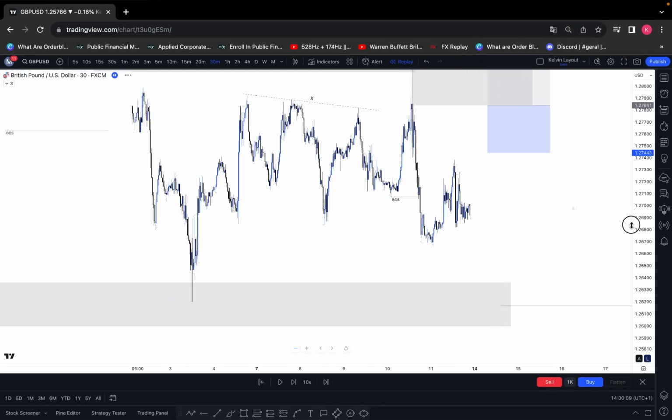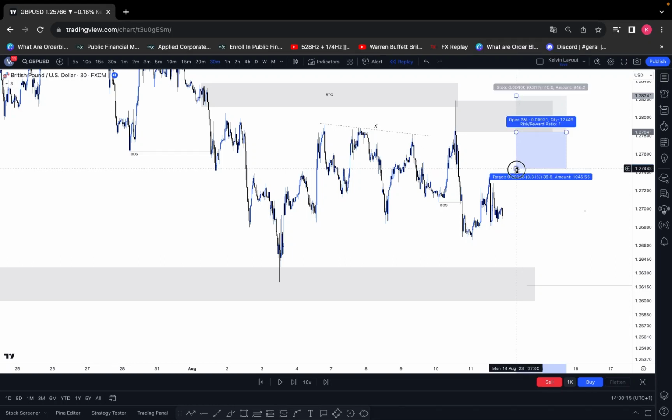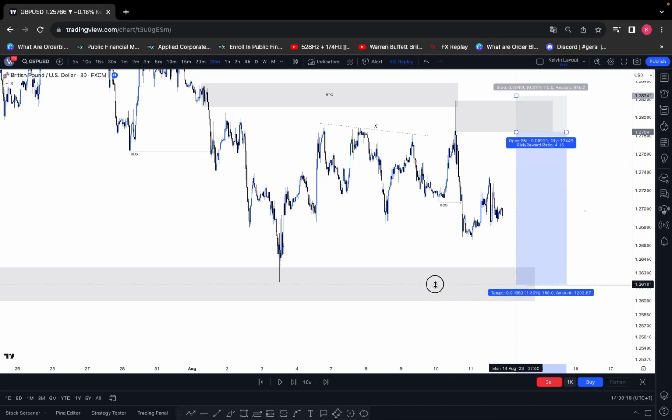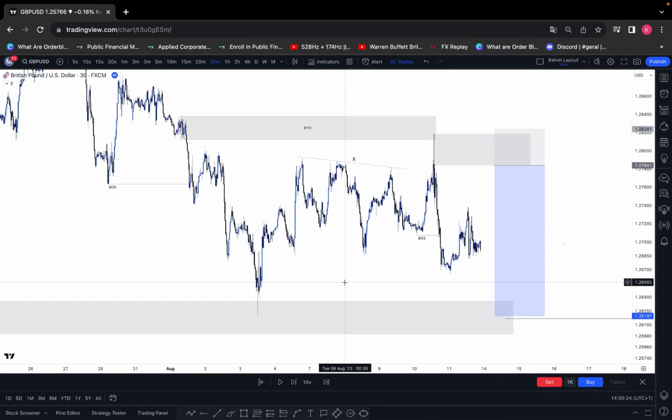If price is going to continue the bearish order flow on the 4-hour, we expect at least price to come all the way down and grab this 4-hour low right here. So very important is that we acknowledge that on the daily the price is bullish, but on the 4-hour the structure is still bearish.